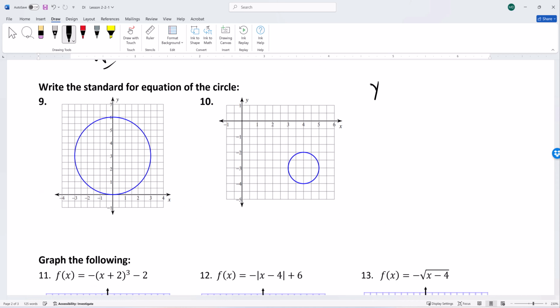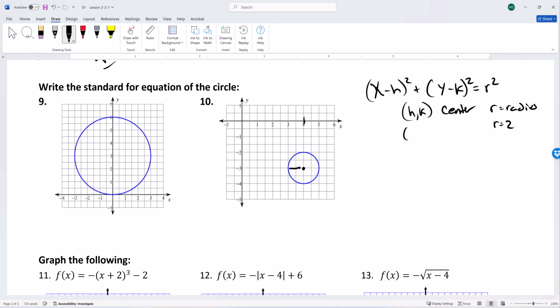Remember, the standard form of a circle is x minus h squared plus y minus k squared equals r squared. So your hk is your center, and then your r is the radius. So there's my center, my radius is 2, and then this 4, so my h is 4, and my k is negative 3. So x minus 4 squared plus y minus negative 3 squared equals 2 squared, which is 4.